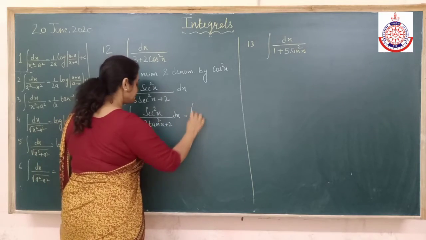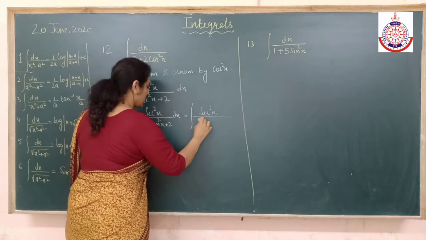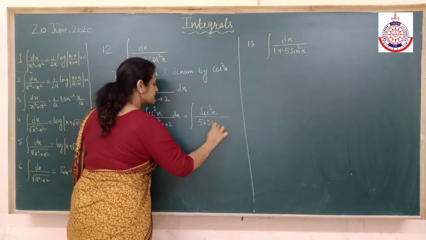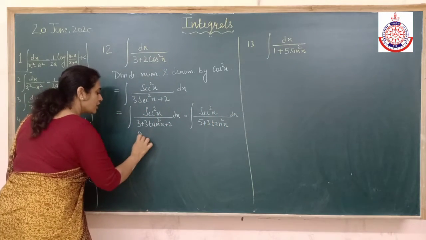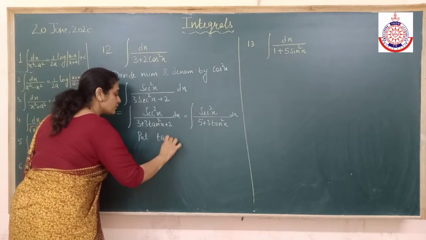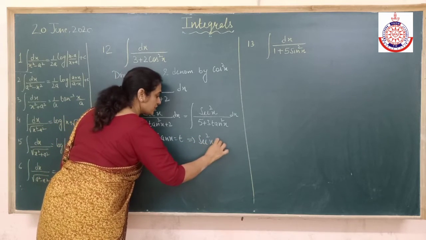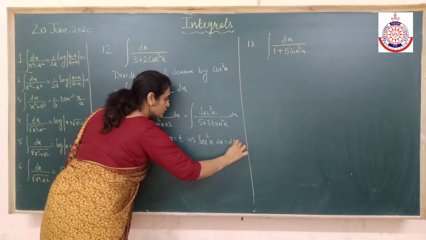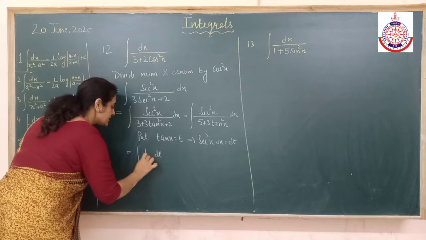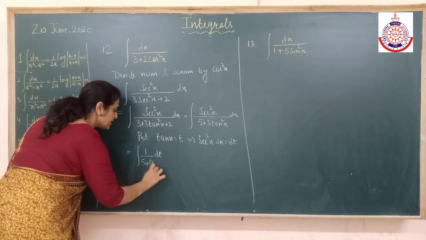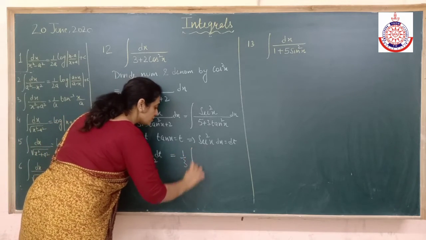Alright, so it has become secant square dx upon 5 plus 3 tan square x. That's it. I got the tan, and that's a differentiation. Put tan x is equal to t. Differentiate both sides with respect to x. Secant square dx is equal to dt. Substitute, secant square dx has become dt. This has become 5 plus 3t square. I don't need this 3 in front of t square. This 3 will go out.